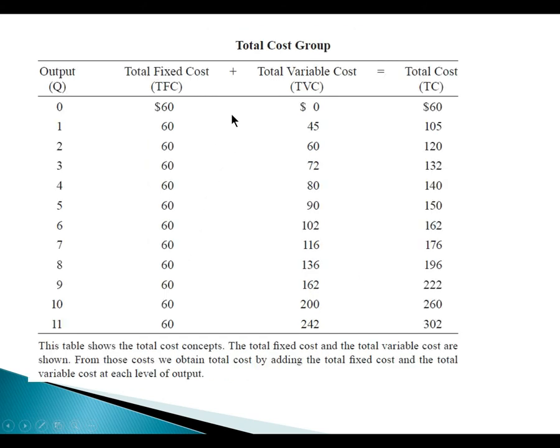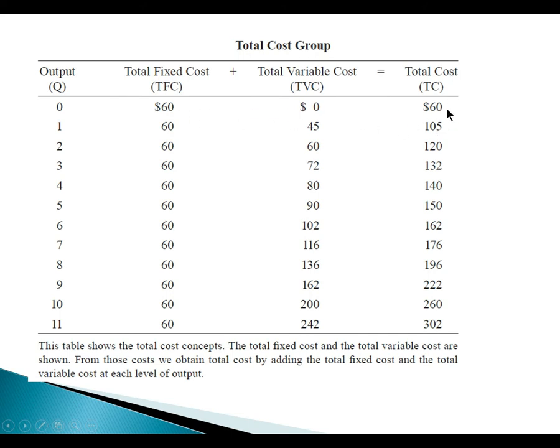So as in the start, I've told you that the total cost is the sum of the total fixed cost plus the total variable cost. Now, this is the total fixed cost, $60, from zero output to 11 output so far, and that remains fixed. And the variable cost, you saw that with the increase of the output, this variable cost is also increasing. By the adding of these two costs, we get the total cost.